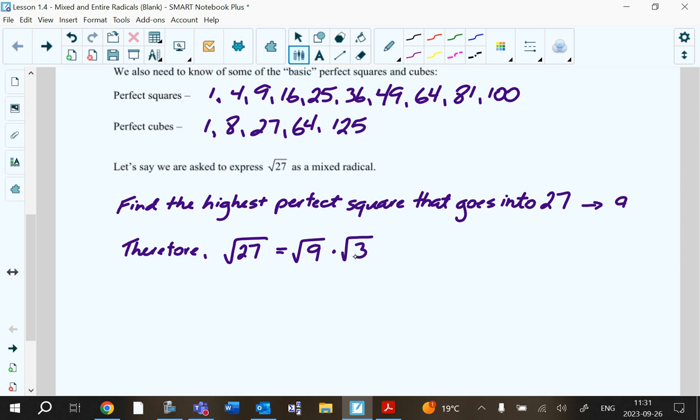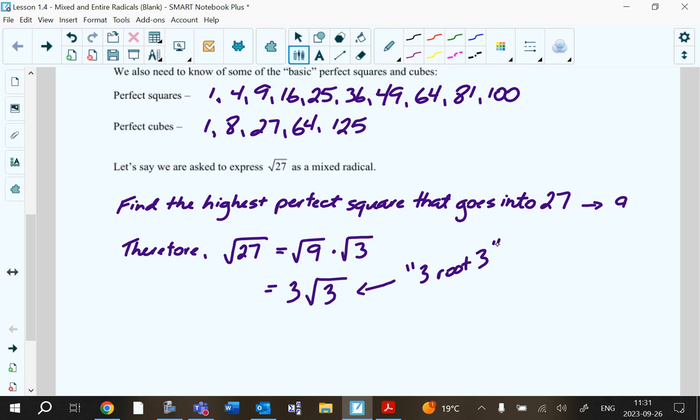Why did I do that? Because I can take this exactly. What is the square root of 9? 3. So I can simplify this to 3, and I don't need the multiplication symbol, square root 3. And we read this like 3 root 3. Like I said, it's kind of like reducing fractions.